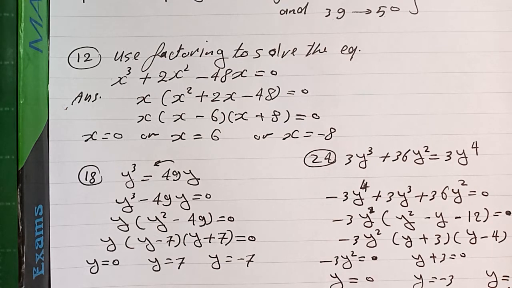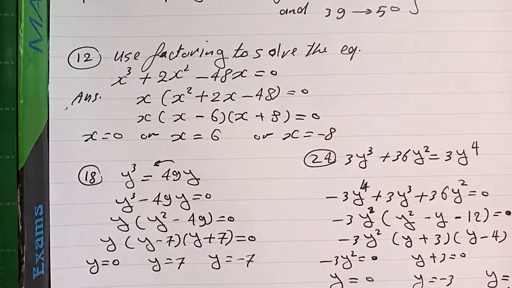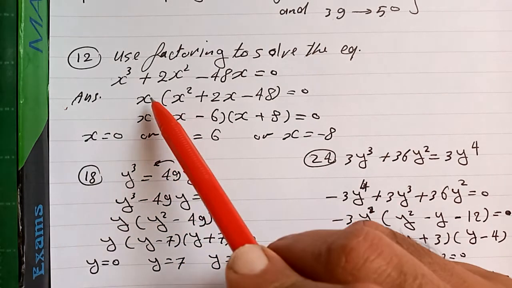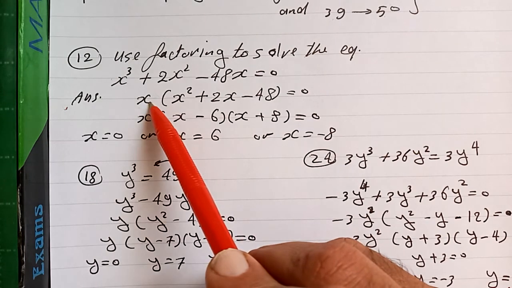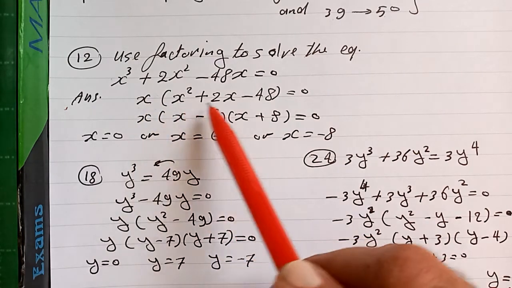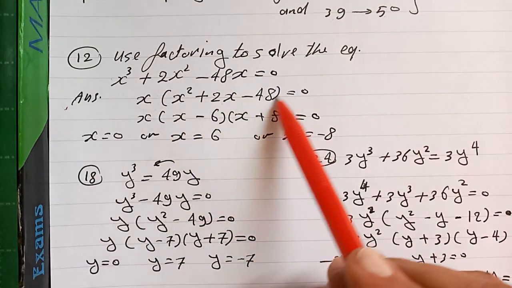This is a cubic equation. Why? Because the cube is the greatest power of the variable. You can do the factorization as follows. You can get the common factor between the three terms. It's x. If you take x as a common factor, you will have x squared plus 2x minus 48. And then factorize this expression.